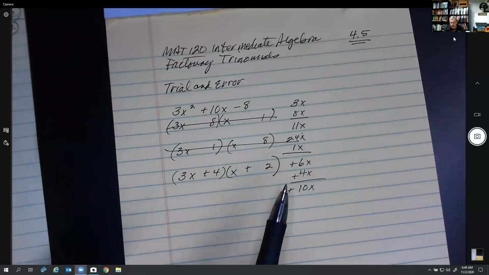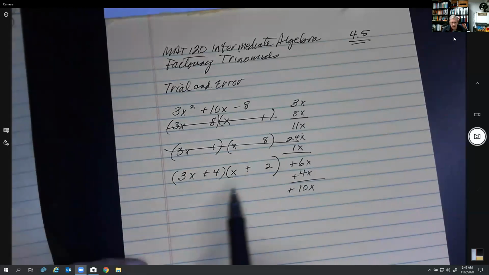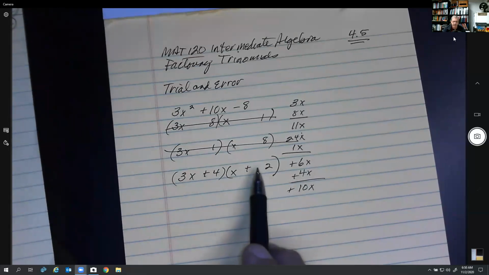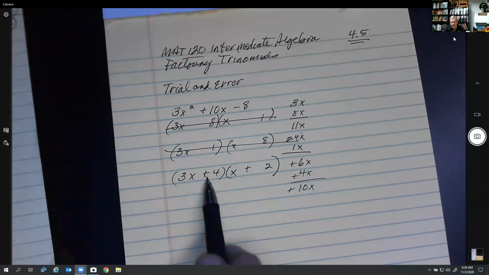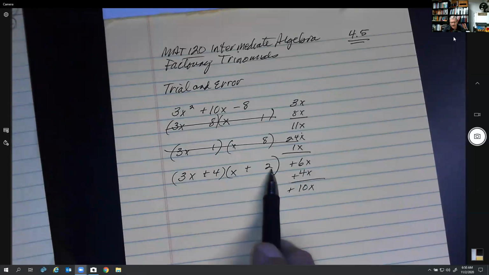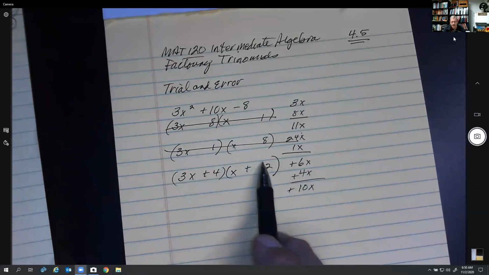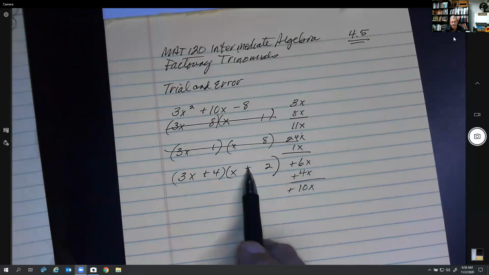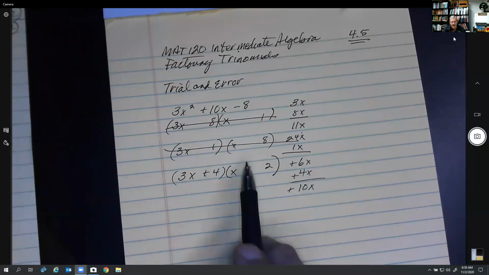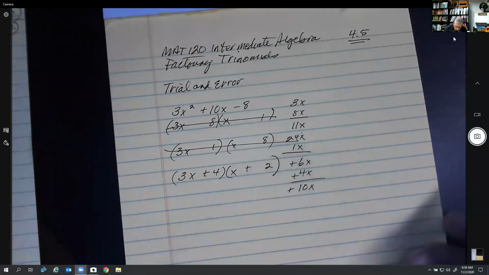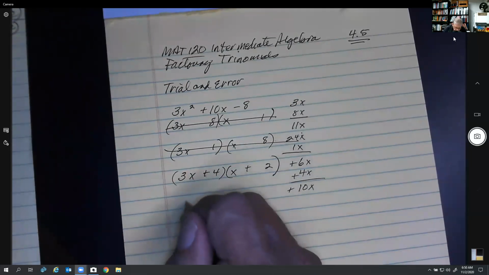It's like putting a key into a lock, and there's only one key that's going to work. And this key might fit into the lock, but it's not going to turn it. It's not quite enough, see, because I need this negative 8, and a positive 4 times a positive 2 would have to be a negative 2. But if it was a negative 2, then that would give me 10. So let's try one more combination.